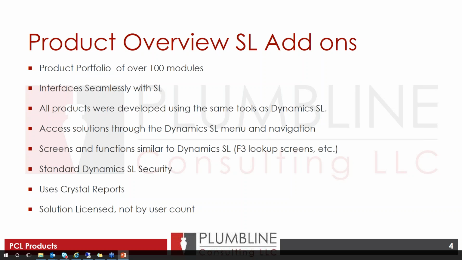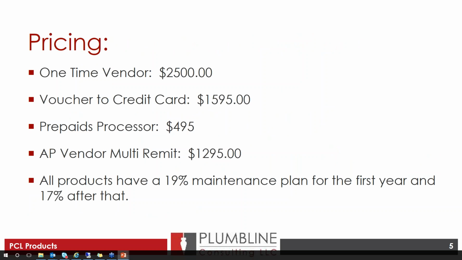So with that being said, today the 4 products that you are going to see is one of our newly released products. This is our one-time vendor product. It's $2,500, and all of our products have a 19% maintenance plan for the first year and 17% after that. The next product I'm going to show you is voucher to credit card, then prepaid processor, and last the AP vendor multi-remit product.